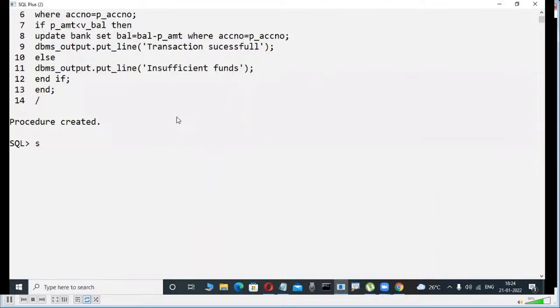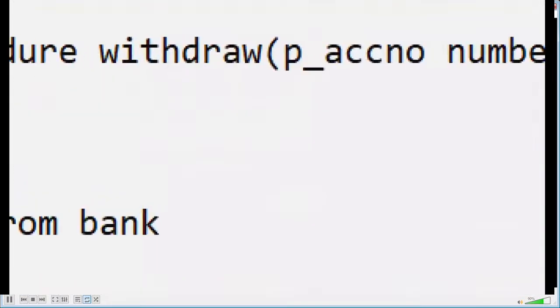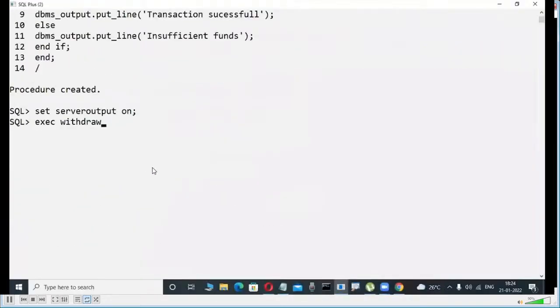Now check it out. Observe it here. Here I'm executing the procedure: exec withdraw. I'm calling this procedure withdraw. You don't have an idea what all these are, just observe it here. Withdraw is the name of my program, I'm giving it only. Here I'm passing my account number 1001, comma, and I try to withdraw 9,000 rupees, for example.